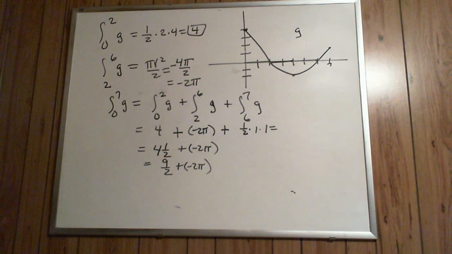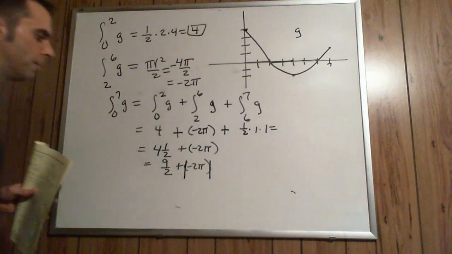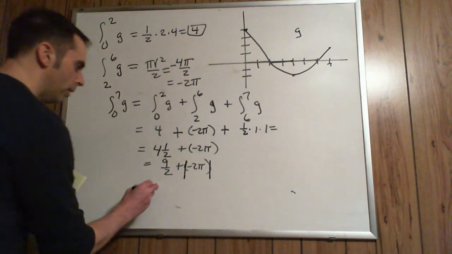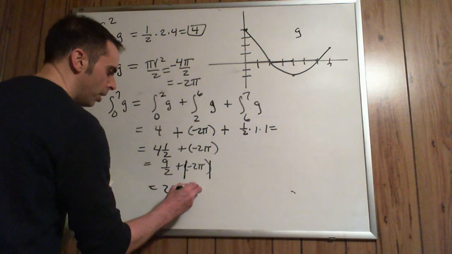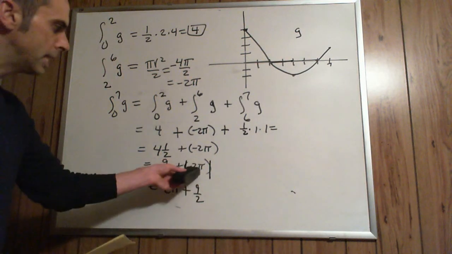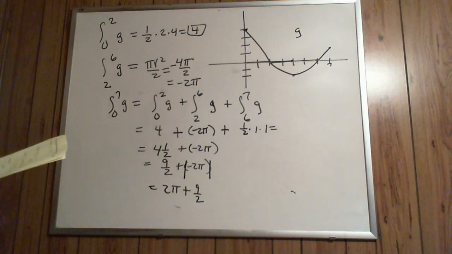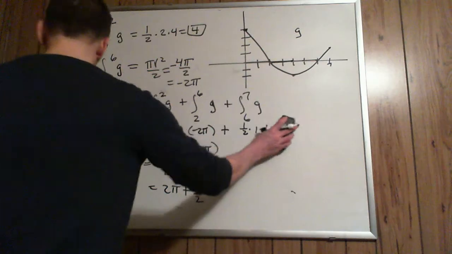Now if we wanted to find the total area, then we'd have to take this area that's negative, make it positive, and the total area would then be 2 pi plus 9/2. That would be the total area. The other answer is the net area, which equals the value of the definite integral. And then next, we're going to be very careful about part D.